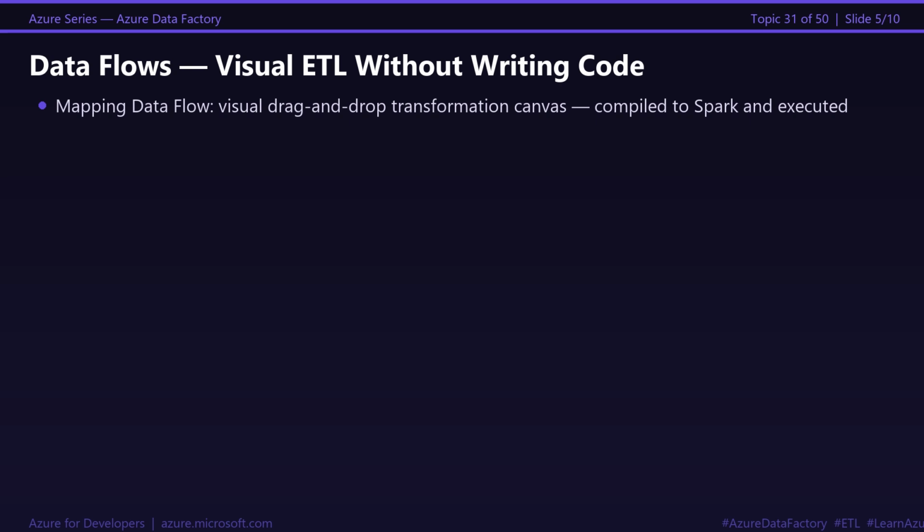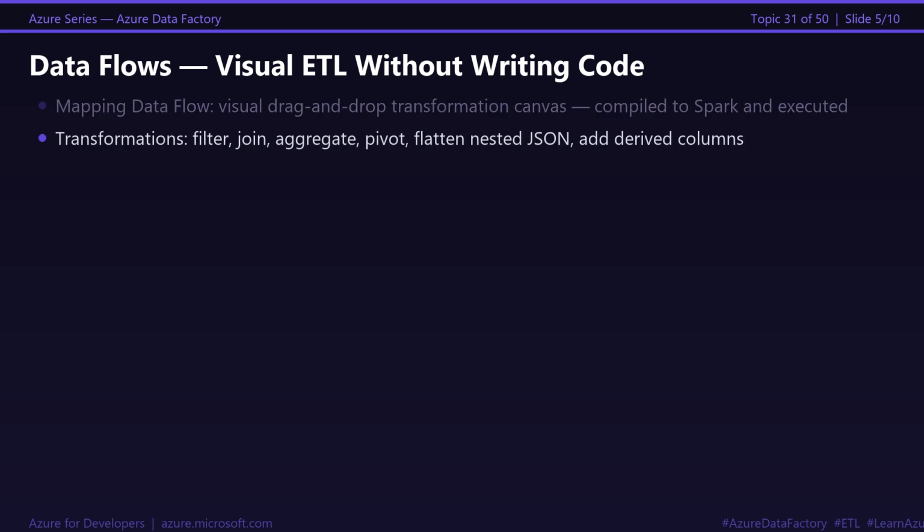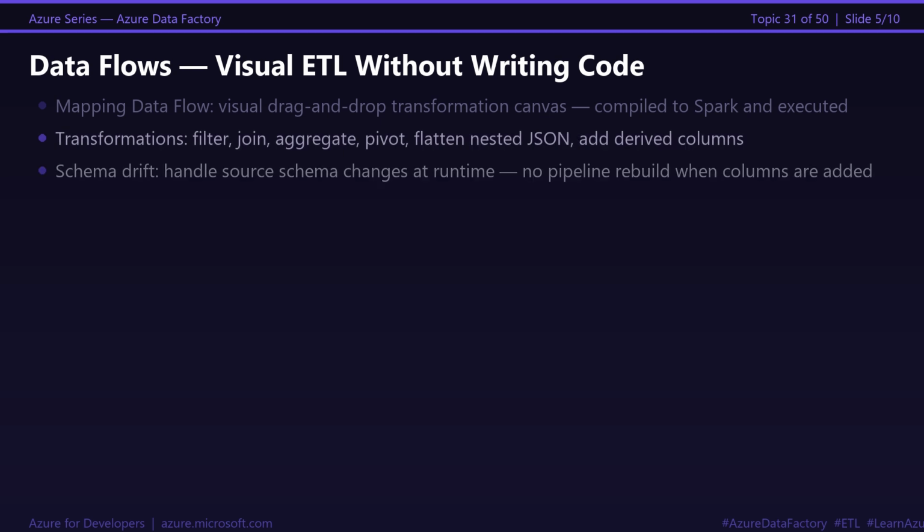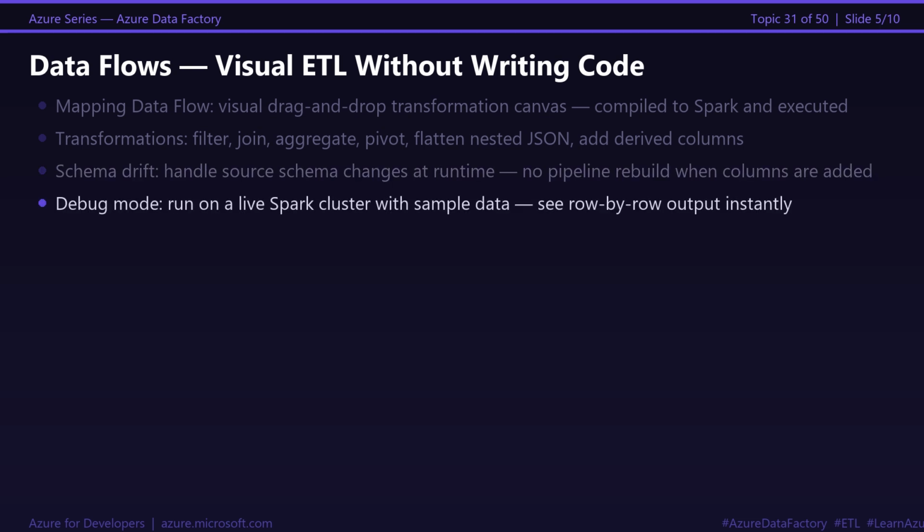Data flows are where ADF crosses from data movement into transformation. Design the transformation visually, add a filter, join two datasets, aggregate by region, flatten a nested JSON field. ADF compiles that visual graph into Spark and runs it on a managed cluster. No Spark code to write.